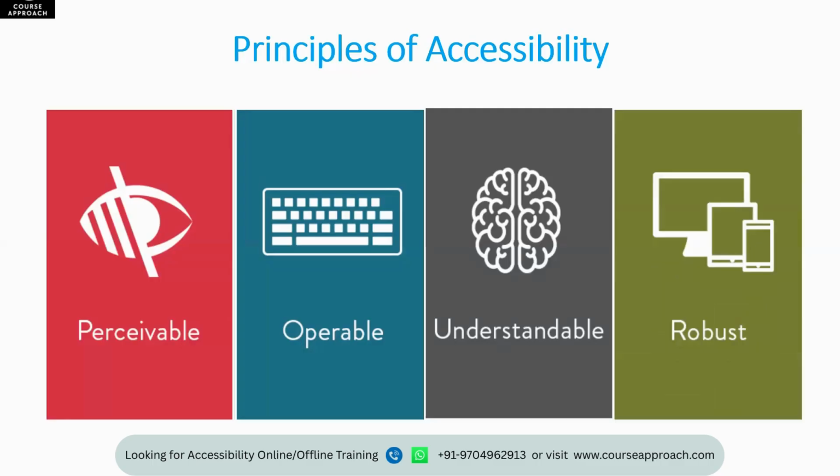Moving on to robust. As you see from the icon itself, it is saying it should be compatible with all sorts of devices, because you can't predict where the end user is going to access our web page. Let's say I don't have any disability, and right now I am using mobile.